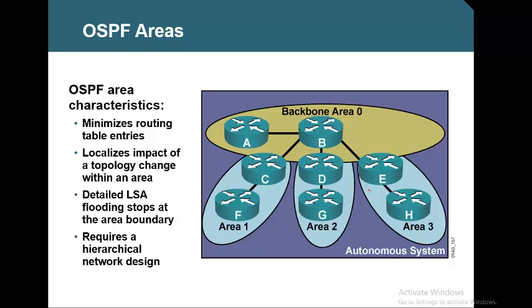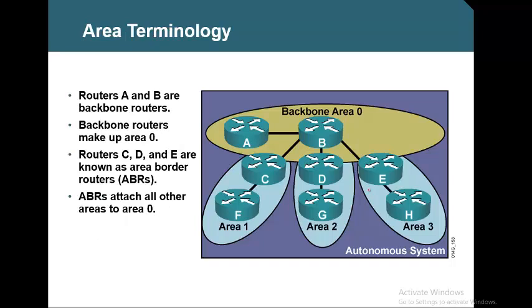So for this we need a hierarchical network design. This is why we have area 0 and every area connected to area 0. Routers A and B, all the links of those routers, if you see, are all inside area 0.